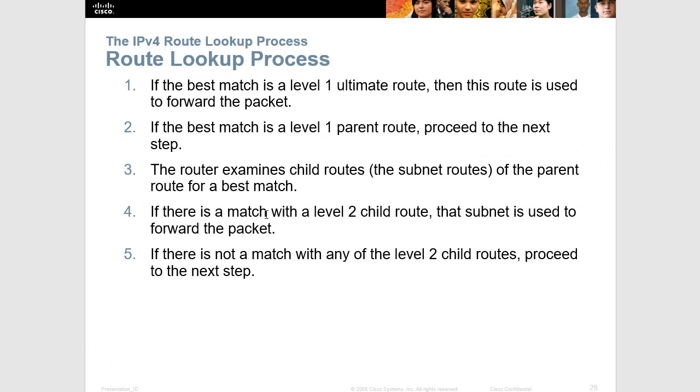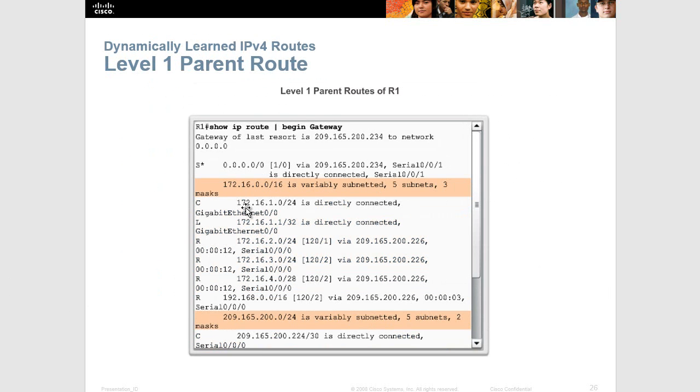If there is a match within that child route, that subnet is used to forward the packet. But if there's no match from the child route, it proceeds to the next step. So that would be like, if I have this 172.16.0.0 network, this goes all the way from 10 through 40. Let's say that the network I'm trying to reach is 50.